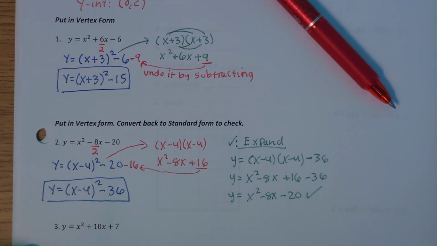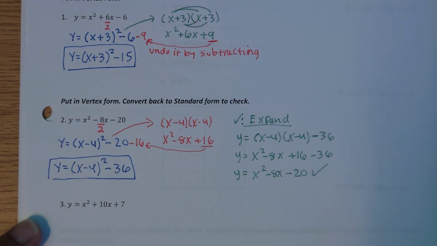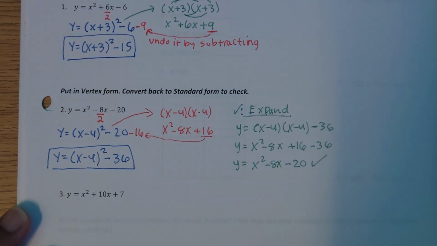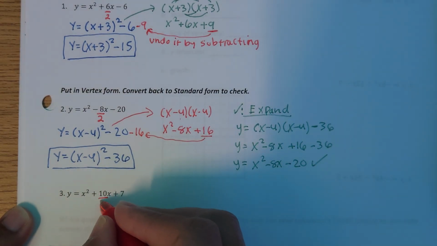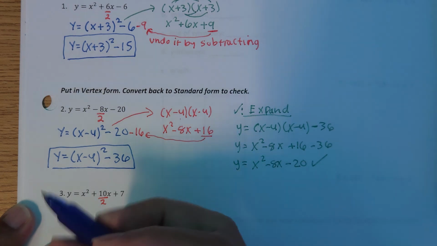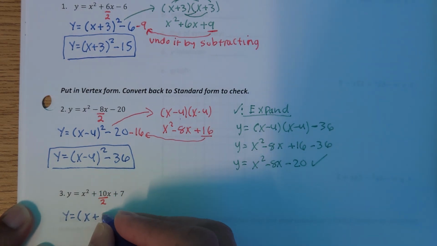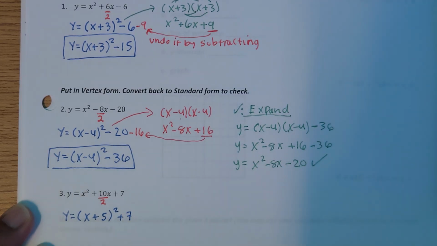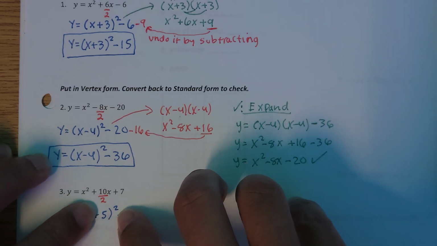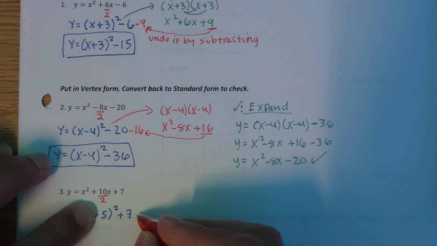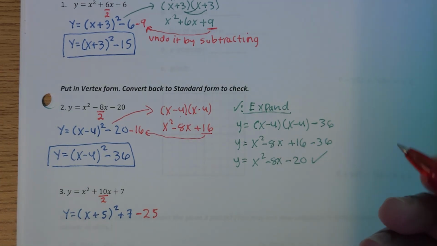Okay, so let's go on to the next example. With this one here, I'm going to skip one step, but I'm going to check in the end. So take our b value, divide that by 2. So then this is y equals (x plus 10 divided by 2, which is 5). Then take the square and then add 7. So basically what we're doing is we're taking the 5, squaring it, so 5 squared becomes 25. So then I'm just going to undo it here, so minus 25, and I hope you can see it. And then we'll check and see if it works.